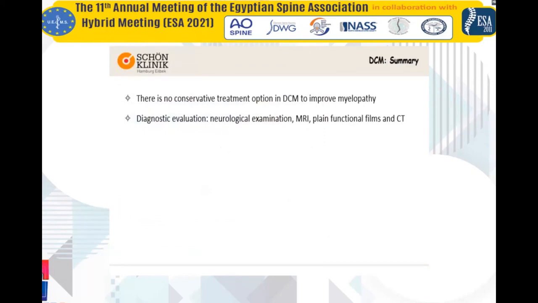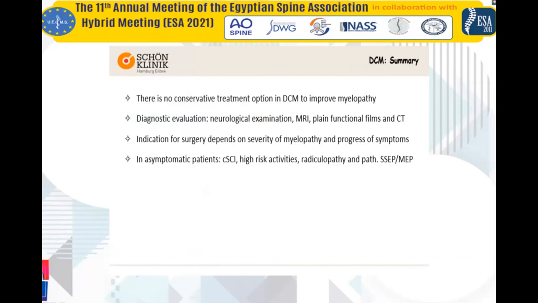So in summary, we can say that there's no conservative treatment option in DCM to improve myelopathy. The diagnostic evaluation should include detailed neurological examination, MRI and plain and functional films and CT. Indication for surgery depends on the severity of myelopathy and the progress of symptoms. And in asymptomatic patients, other aspects should be taken into account, especially the history of a spinal cord injury.